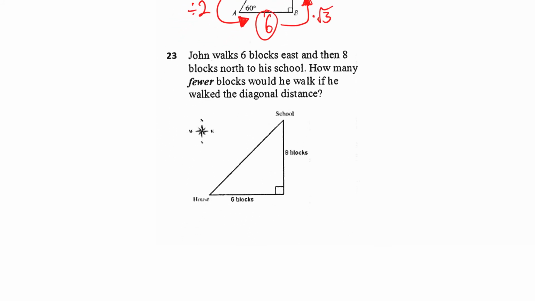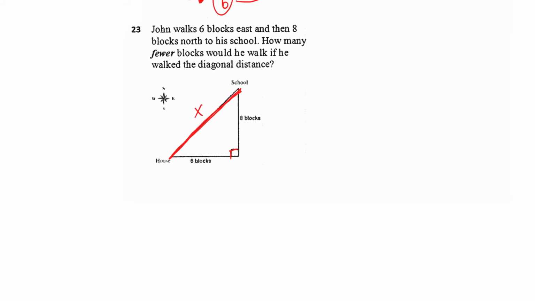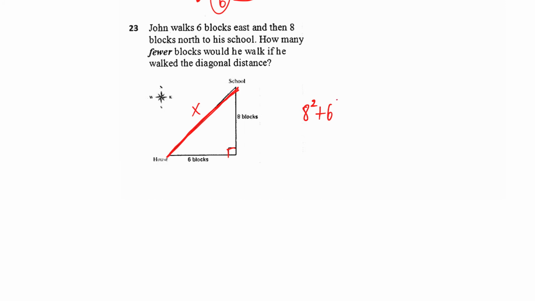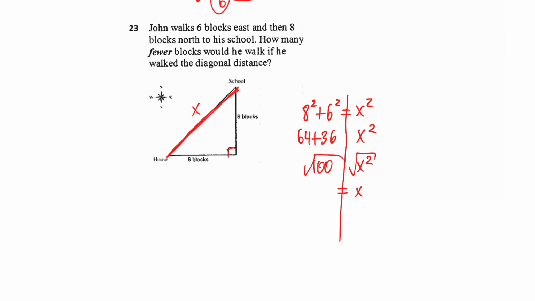Okay, number 23. John walked 6 blocks east and then 8 blocks north. How many fewer blocks would it be if he walked the diagonal distance? So let's find the diagonal distance right here first. So that's going to be my x. Is that going to be my a, b, or c? C. So 8 squared plus 6 squared equals x squared. So this gives us 64 plus 36 equal to x squared. 100 equals x squared. What's the square root of 100? 10. So walking this way is 10 blocks.